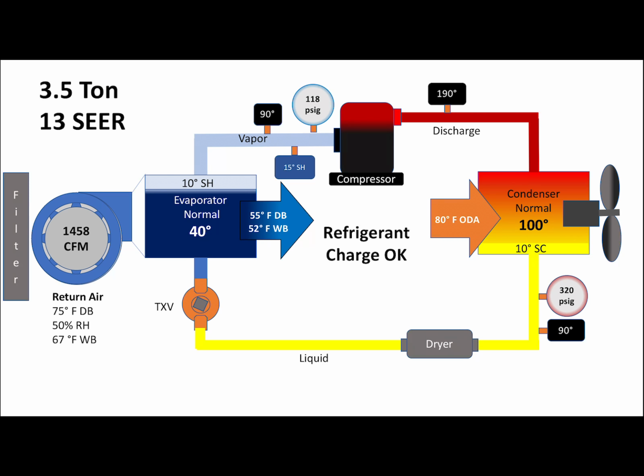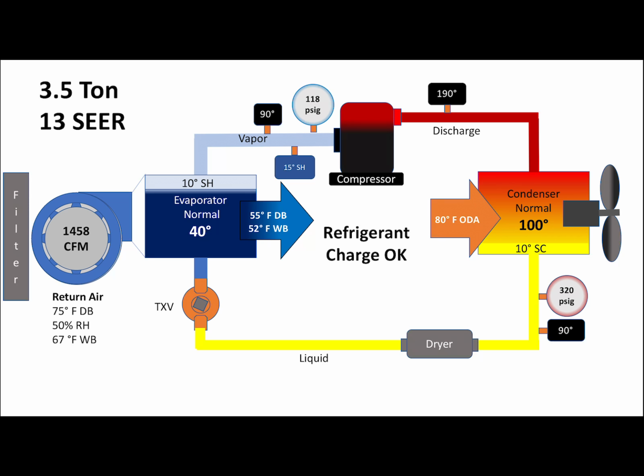Here's just a typical example of a standard system, probably pretty close to AHRI conditions in this case. It's actually not quite AHRI because I'm at 80 degrees outdoors, but you can see I have a return air temperature of 75 degrees, right? So we're starting on the left-hand side here: 75 degrees, 50% relative humidity, 67-degree wet bulb.